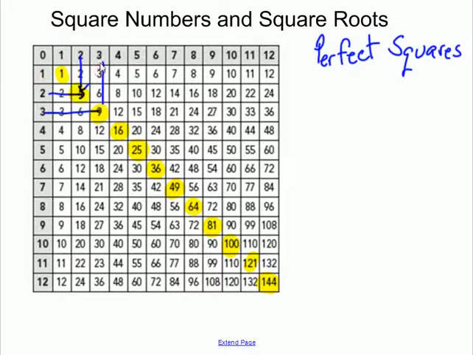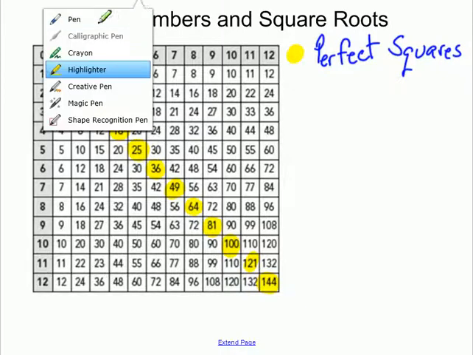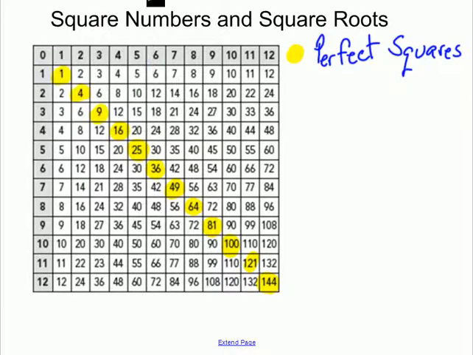We call them perfect squares for a pretty simple reason. I'm just going to get rid of this here for a second, make it a little easier to see. Just highlight those again. Perfect square numbers are called that because they form a perfect square. So let's look at 2 squared, for example. A 2 by 2 square has an area of 4. And so that makes a perfect square right there.